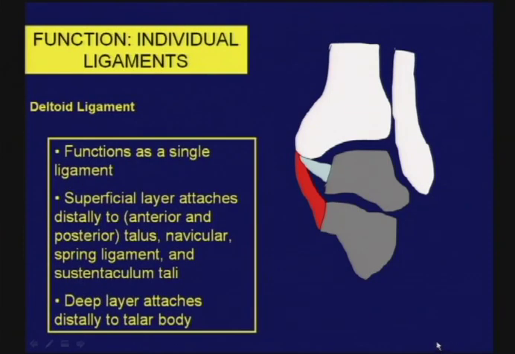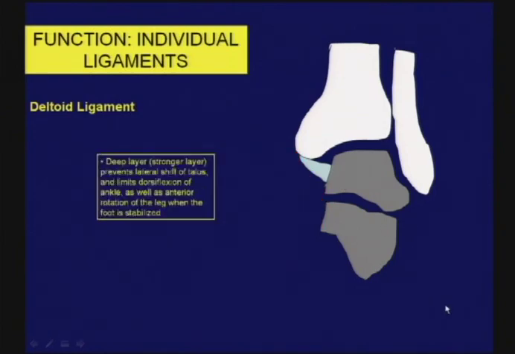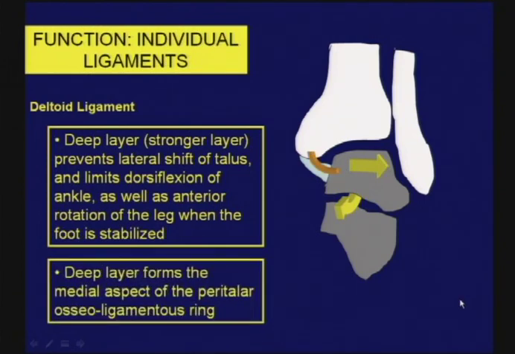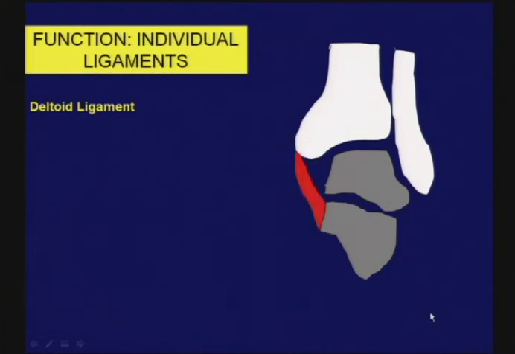With regard to the deltoid ligament, it functions as a single ligament. I mentioned the superficial layer attaches to multiple bones. The deep layer attaches to the talar body. Deep layer is the strongest layer. It prevents lateral shift of the talus and limits dorsiflexion at the ankle. And it forms the medial part of a ring that I'm going to talk about after the coffee break.